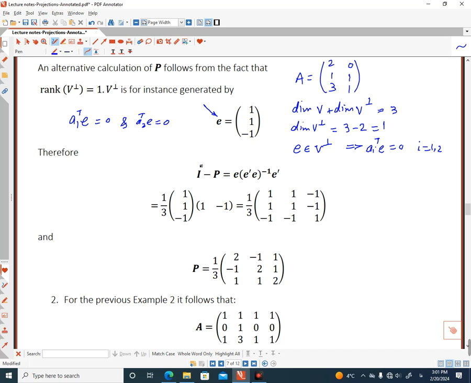And if you remember from the previous video, if I have the projection matrix P, I can also use I minus P, where I is the identity matrix. And in this case, the projection is given by this formula.